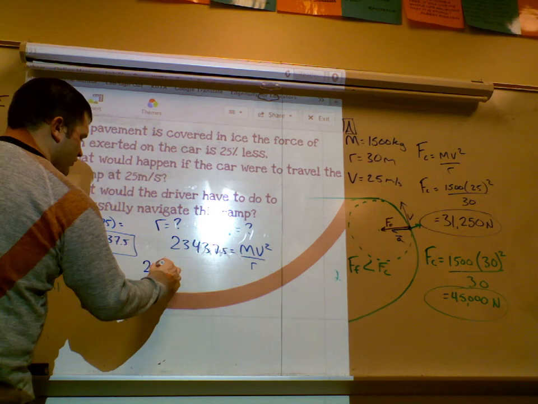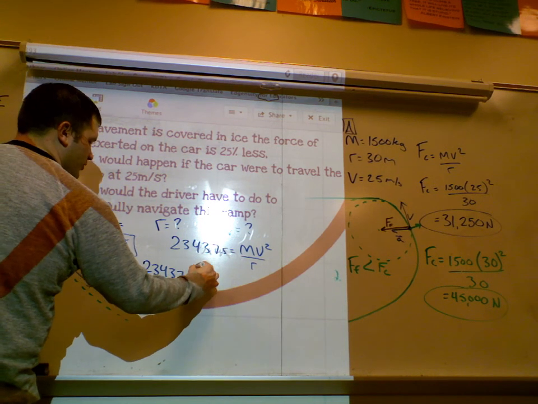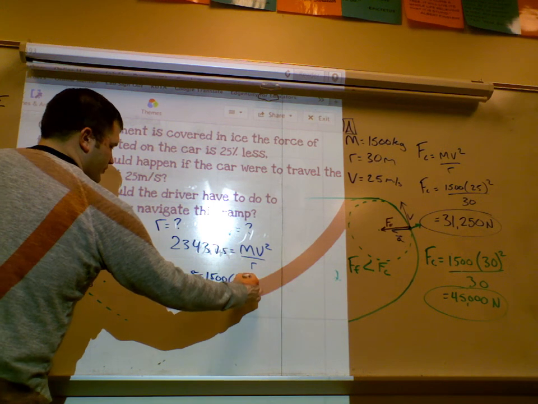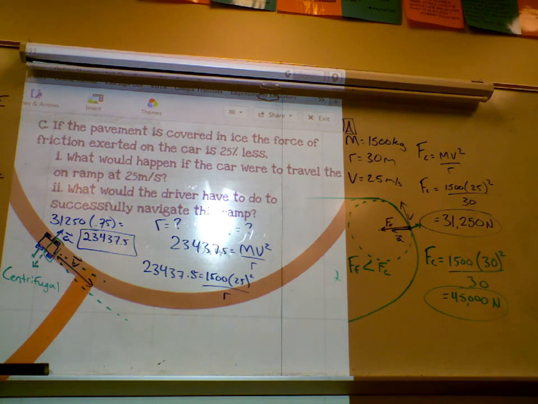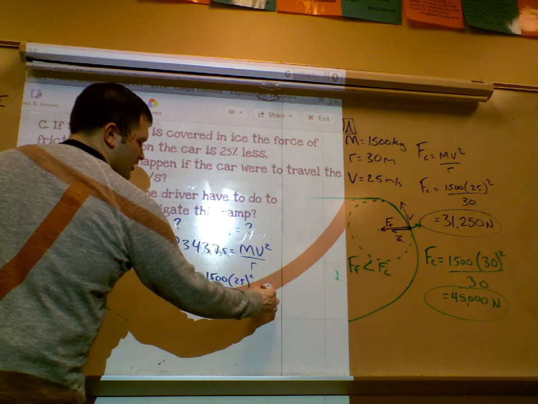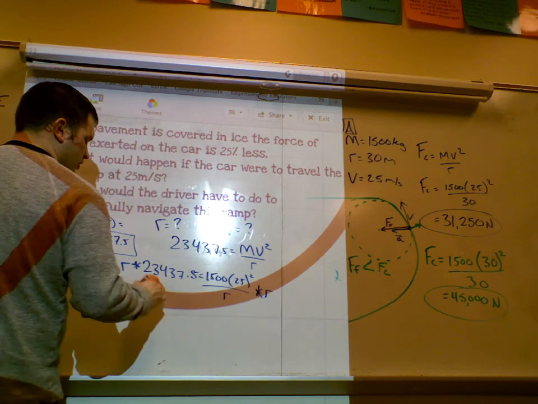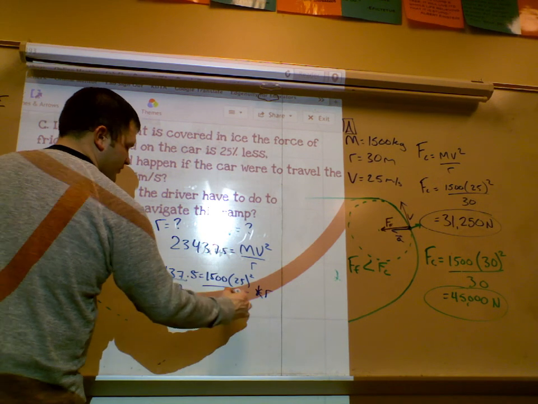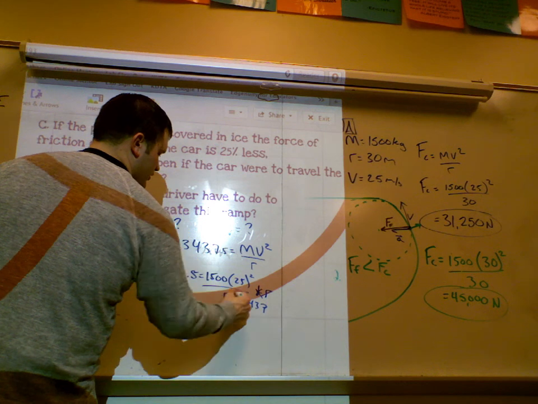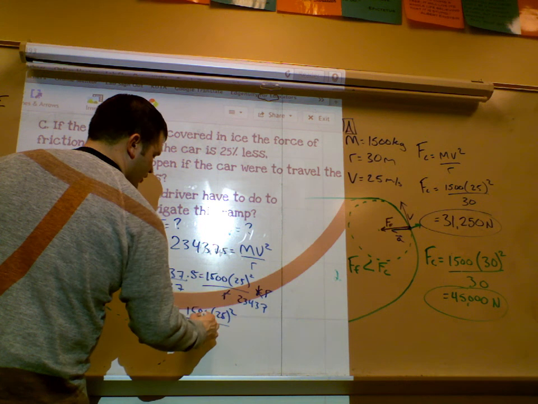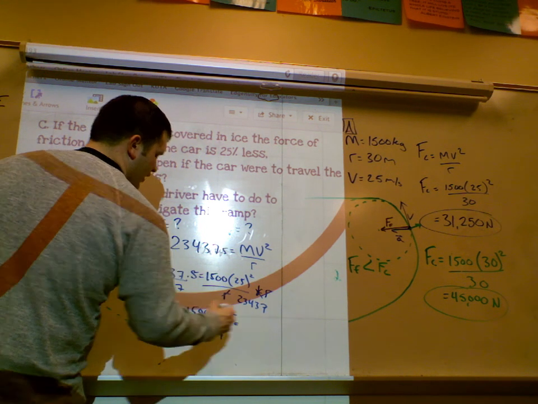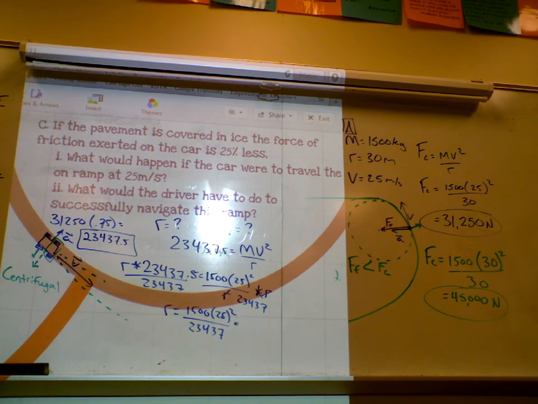So some of you took this approach. You kept your velocity the same and solve for the radius, right? Who took that approach? Okay, 5 of you. So to solve for the radius, you multiply both sides by r. Then you divide by 23,437. Those r's cancel. And you end up with the radius equals 1,500 times 25 squared over 23,437. And what did we say that was? 40?